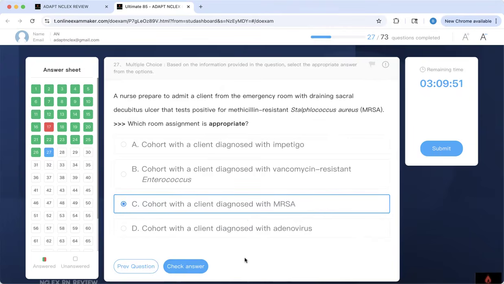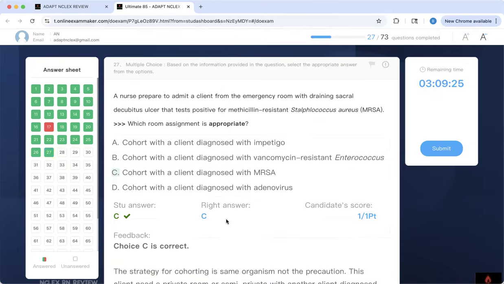This is the concept. In cohorting, it's not based on the precaution, it's based on the organism. If all of them have contact, you put the same organism together. Even though some of these may be contact, right? Most of them are contact. Adenovirus is contact and droplet. Vancomycin-resistant enterococcus is contact. Impetigo is contact. But they are different organisms. The only people you can put together are two MRSAs. That's the concept.